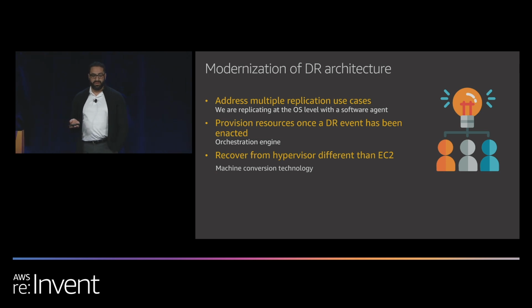We automated the deployment of workloads in the target environment by scripting how machines would be provisioned under one console, and removed the storage recovery and hypervisor requirements. Recover from a hypervisor different than EC2, using machine conversion technology. We use CloudEndure for the hypervisor and OS configuration, boot process changes, and guest agent installation.